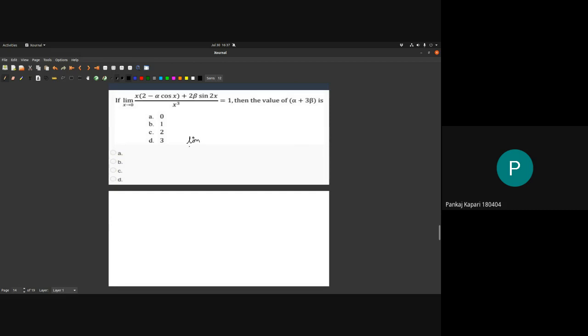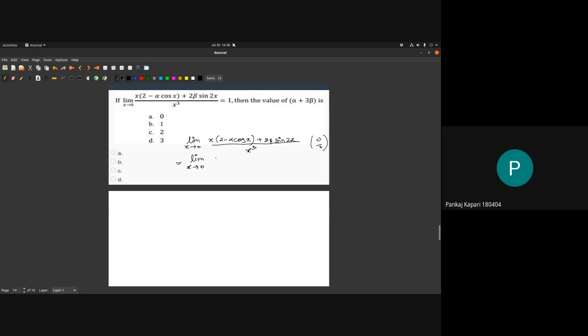Let's try to find this limit, x tends to 0, of x(2 - alpha cos x) plus 2 beta sin 2x, divided by x cube, right? You can see that this is a 0 by 0 form, because the denominator becomes 0, and in the numerator also you will get 0. So you can apply L'Hopital's rule, and therefore this limit will be equal to the limit as x tends to 0, where you differentiate the numerator and the denominator.